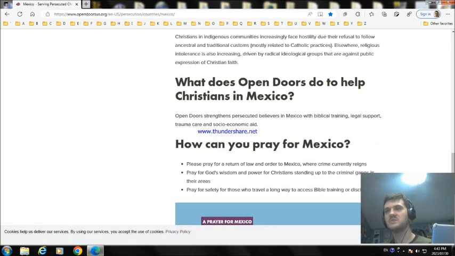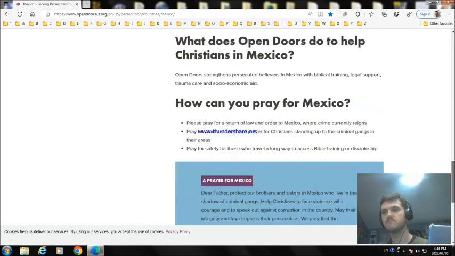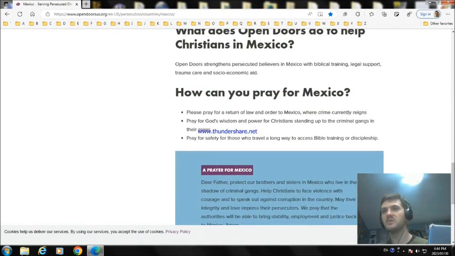What does Open Doors do to help Christians in Mexico? Open Doors strengthens persecuted believers in Mexico with biblical training, legal support, trauma care, and socio-economic aid. How can you pray for Mexico? Please pray for the return of law and order to Mexico. Pray for God's wisdom and power for Christians standing up to the criminal gangs in their areas. Pray for safety for those who travel a long way for Bible training or discipleship.